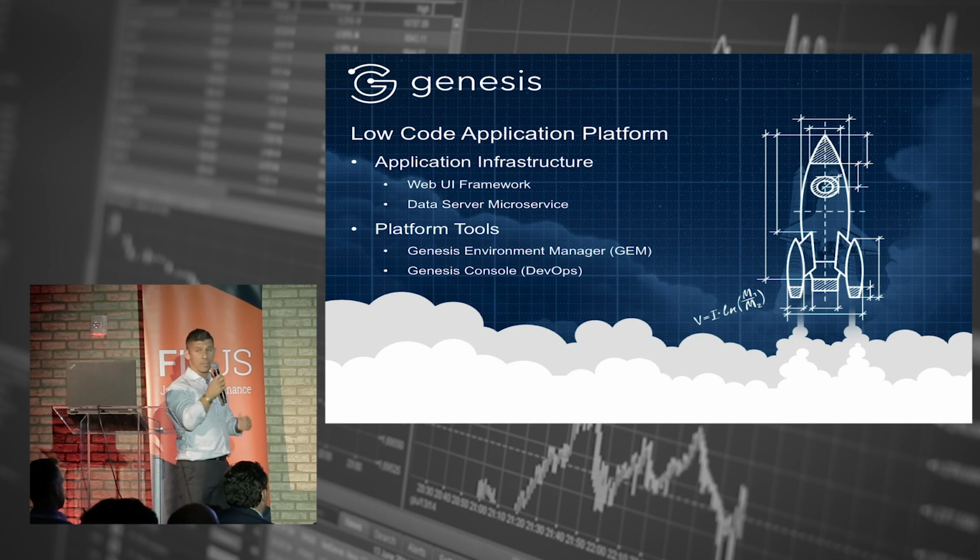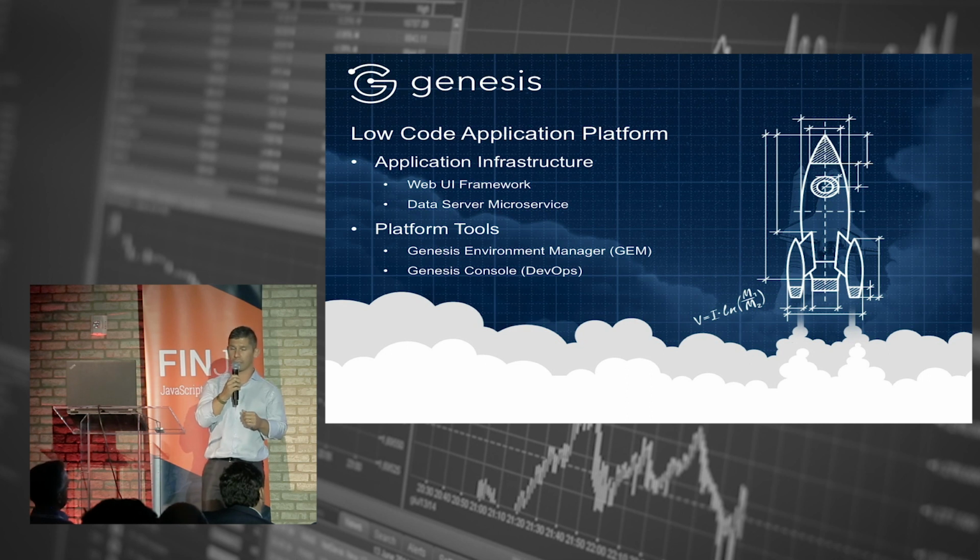We're going to talk some about our platform tools. We have something called a Genesis Environment Manager that ultimately manages cloud infrastructure. It's agnostic, Amazon, Azure, Google, etc. And then we're also going to talk about our Genesis console platform, which is there as a DevOps solution to actually manage this microservices platform that we have. Everything from login to configuration.